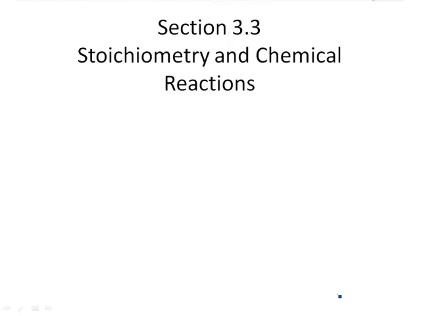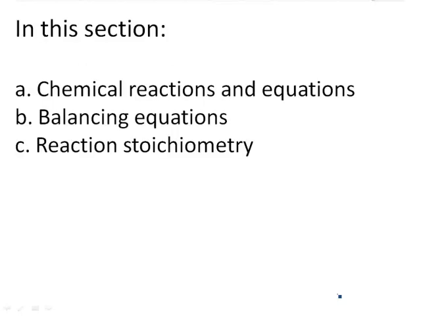This is section 3.3, stoichiometry and chemical reactions. In this section we're going to look at three things. We're going to look at chemical reactions and equations, that is how we show what is reacting and what gets made after the reaction occurs. We're going to look at what the term balancing equation means, what balanced equations do and why.